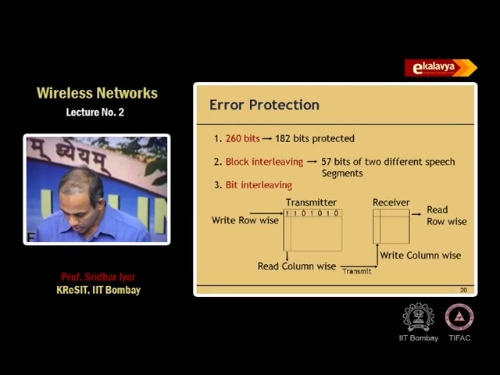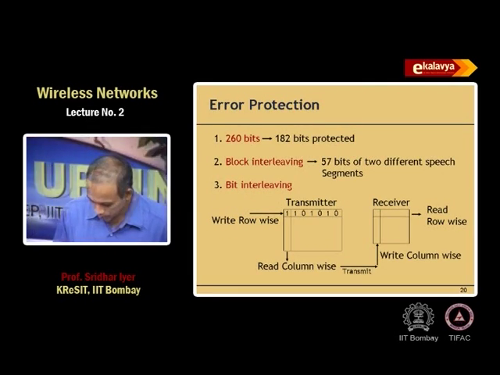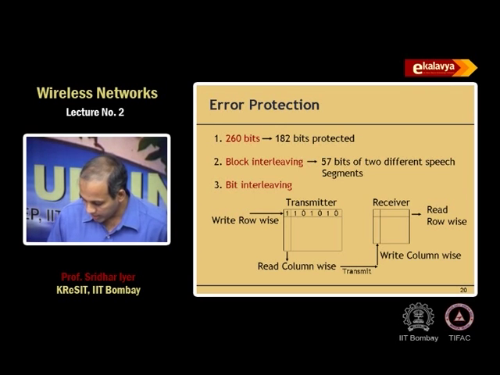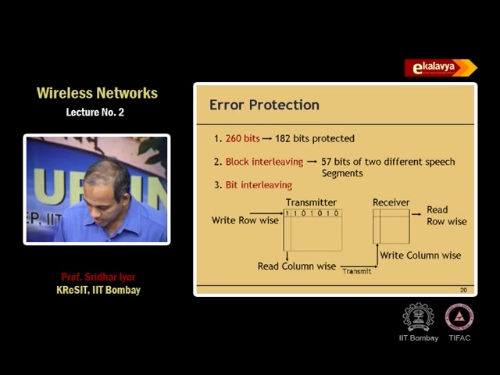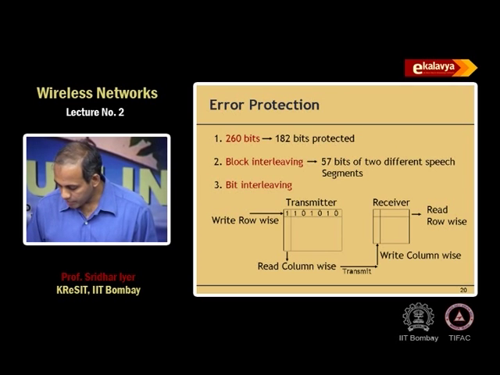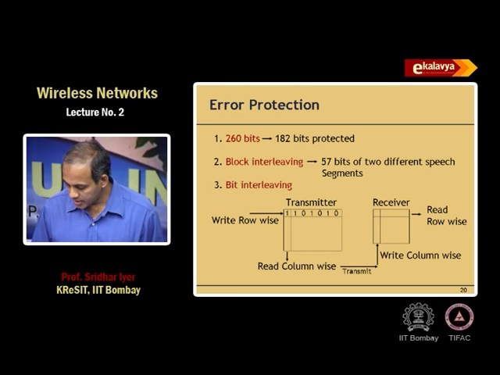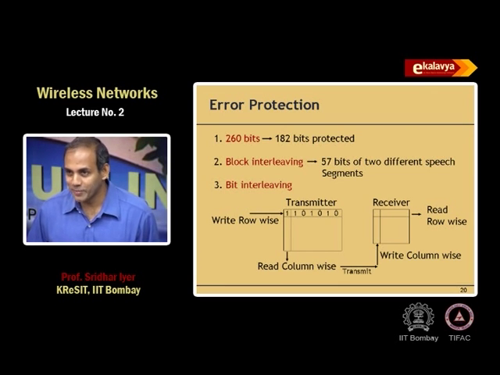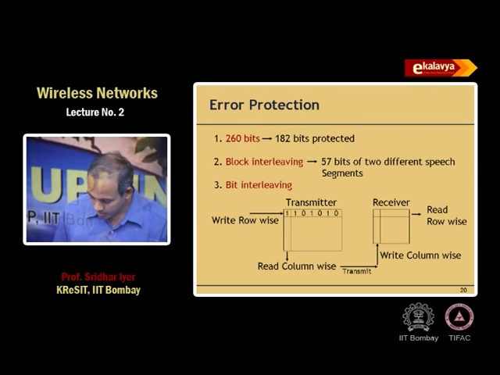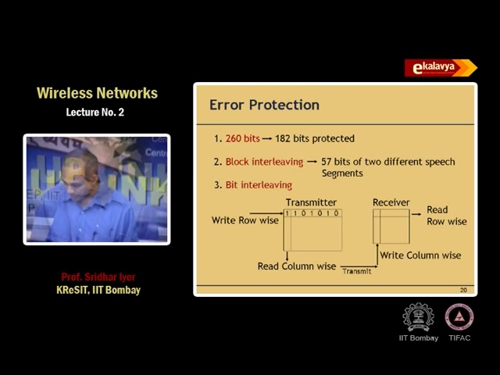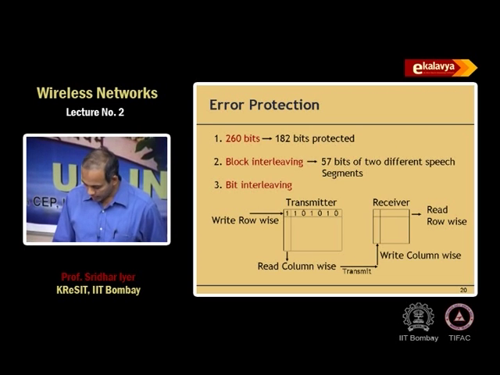So error protection, the first is 260 bits, where I have 182 bits protected, correct? Second one is block interleaving, which basically means 57 bits of two different speech segments, right? Third one is again another interesting thing which it does, which is called bit interleaving. The third thing is actually straightforward.